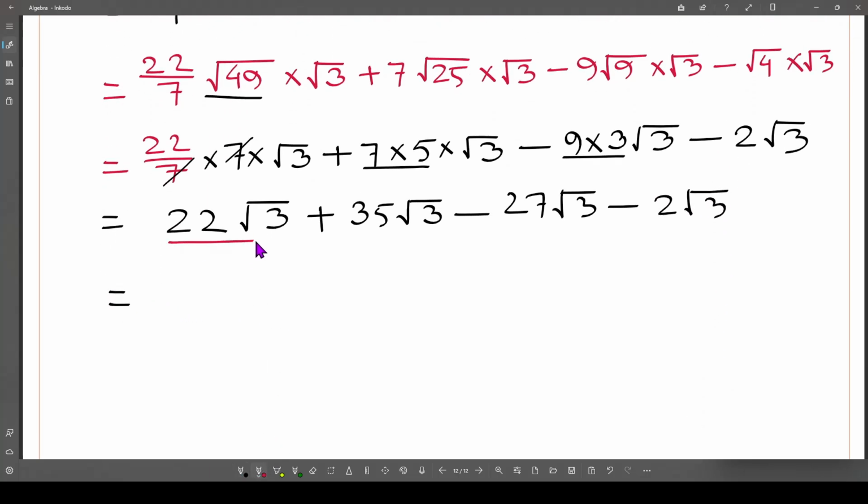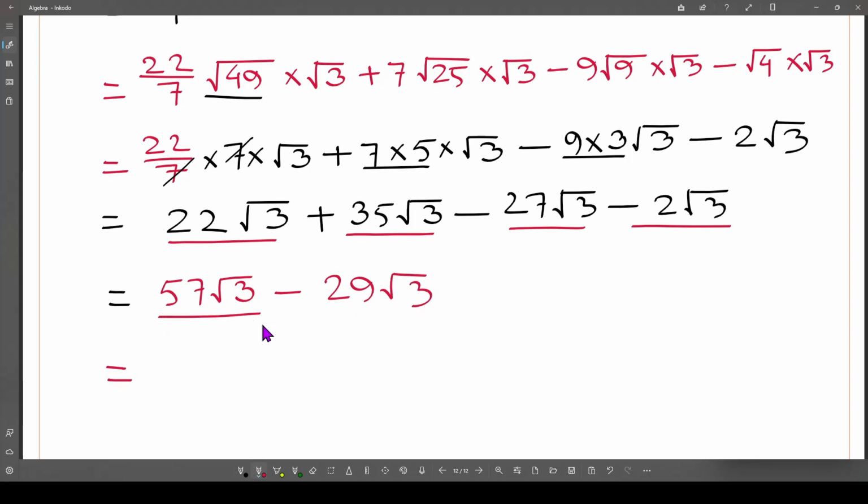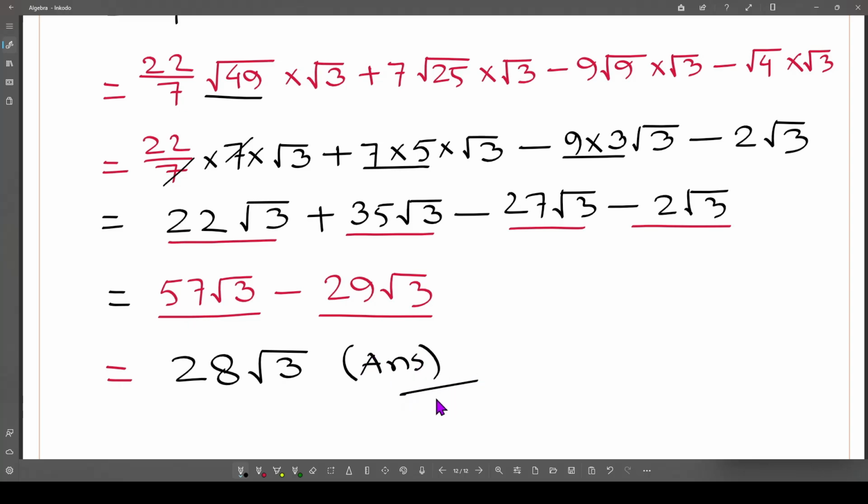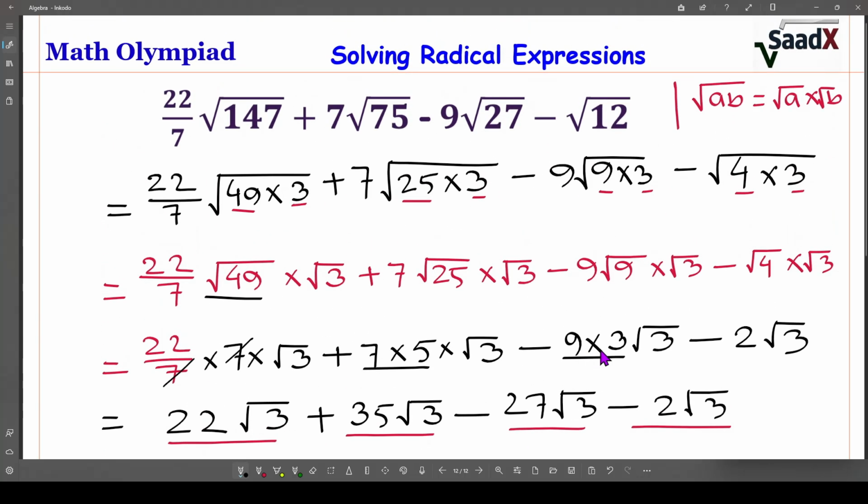So 22 root 3 and 35 root 3, make summation, result will be 57 root 3, minus 27 root 3 and here is minus 2 root 3. So minus 27 and minus 2 means minus 29 root 3. Now 57 root 3 minus 29 root 3, so result will be 28 root 3, and this is our answer. I hope you cleared this one. Thank you.